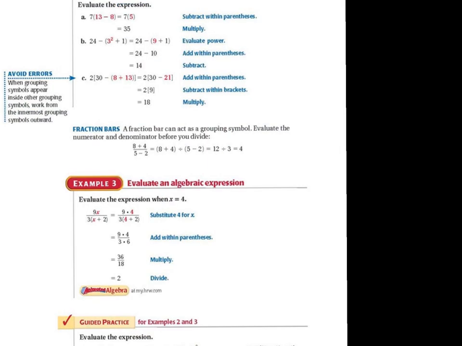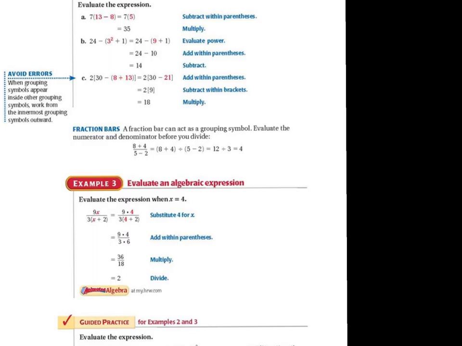Okay, so another type of parentheses in a way, at least it goes in the same priority, is a fraction bar. So you can see up here in this example, there's 8 plus 4 over 5 minus 2. It's just basically like 8 plus 4 divided by 5 minus 2. So you work out your parentheses first. Your 8 plus 4 is 12. Your 5 minus 2 is 3. And then 12 divided by 3, that is 4.